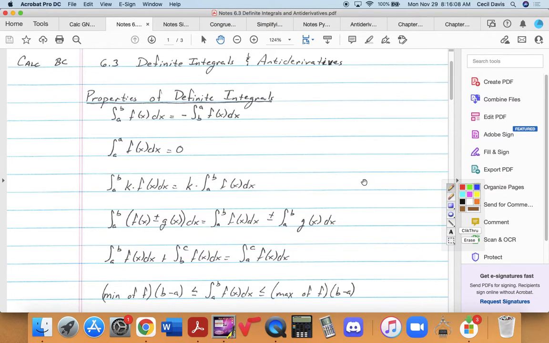All right, so today we're going to look at some properties of definite integrals. We've looked at definite integrals a little bit.